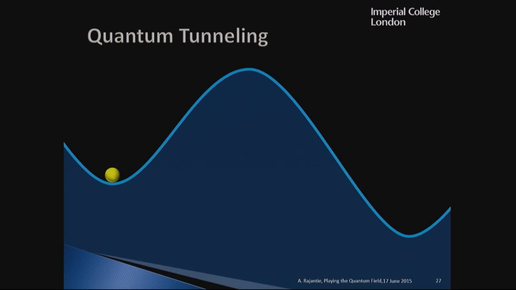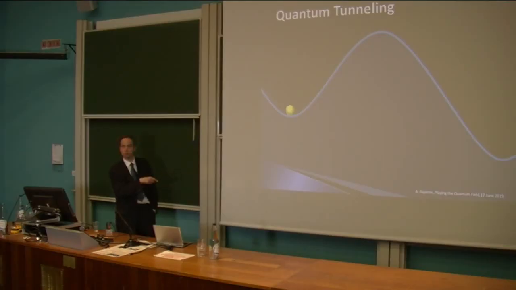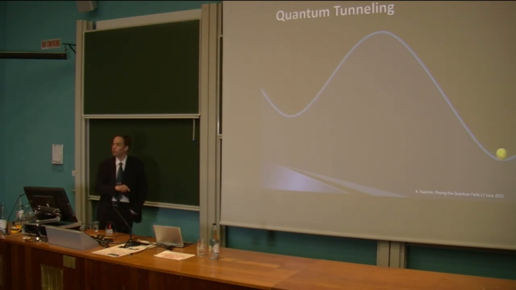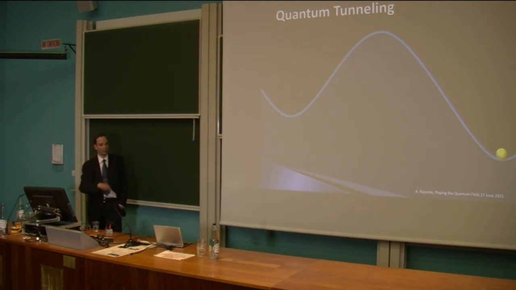Quantum particles also exhibit some other very interesting behavior. And one example is tunneling. So if you imagine this kind of a position where you have a classical ball at the bottom of this hole here, a normal ball would just stay there. But in quantum mechanics, there's a small probability that the ball can tunnel through this wall to the other side and then crawl down.